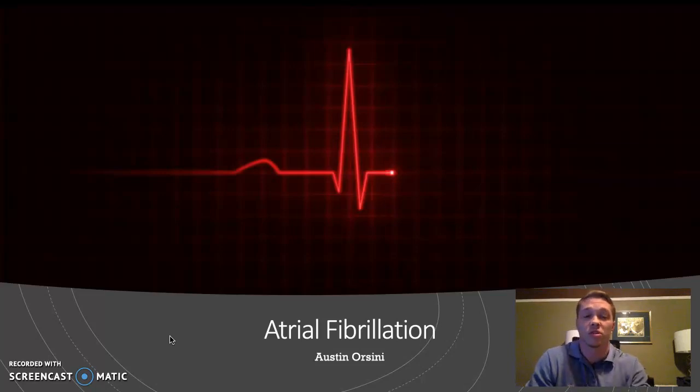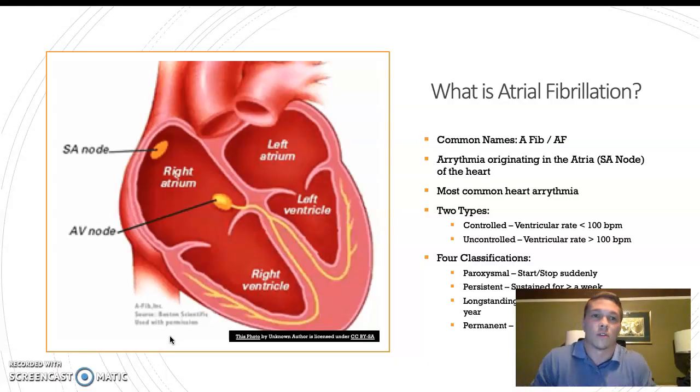Today we'll be talking about exercise prescription with somebody with a history of atrial fibrillation. What is atrial fibrillation? Some common names of atrial fibrillation are AFib or AF. It is the most common arrhythmia of the heart. It originates in the SA node, which is in the right atrium of the heart, and affects both atria.